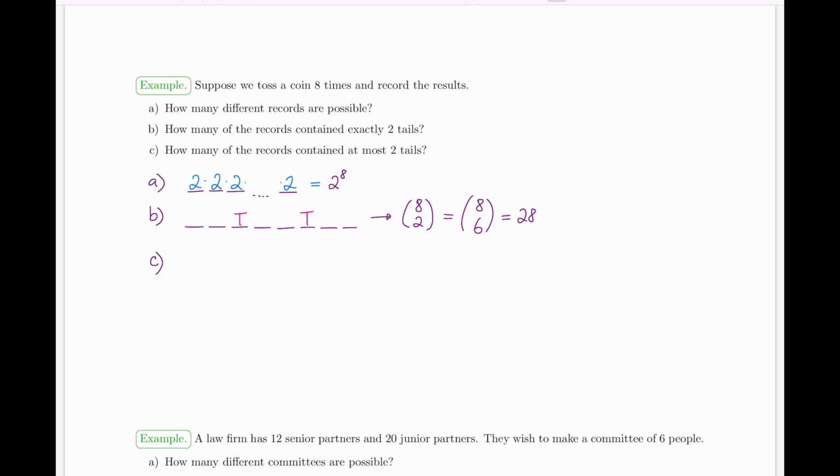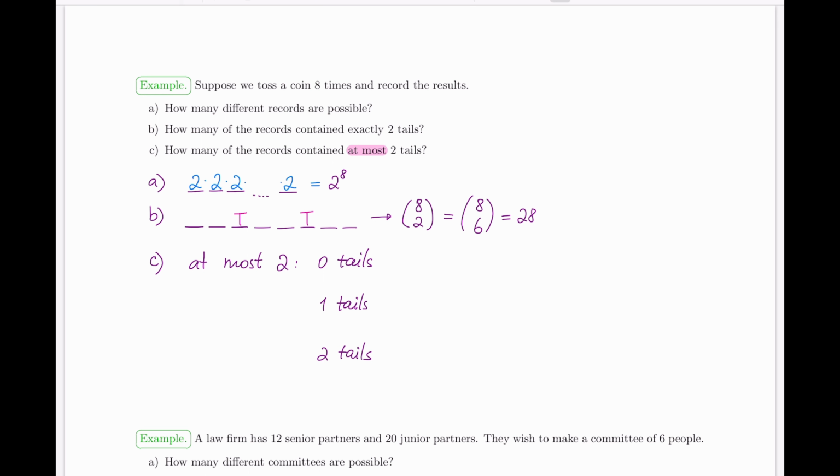Next up is how many records contain at most 2 tails. So what does this at most actually refer to? At most means I can have 2 or fewer. So I can have 0 tails, I can have 1 tail, or I can have 2 tails. And I'm going to calculate each one of them separately. So let's go right ahead with 0, 1, and 2 tails.